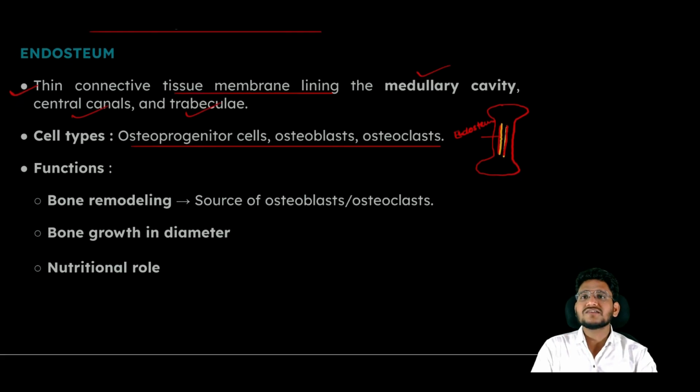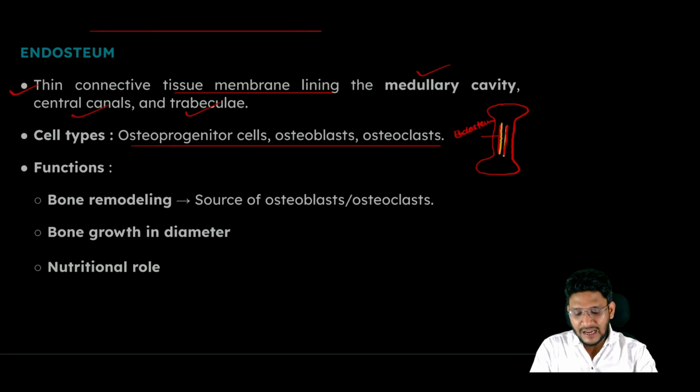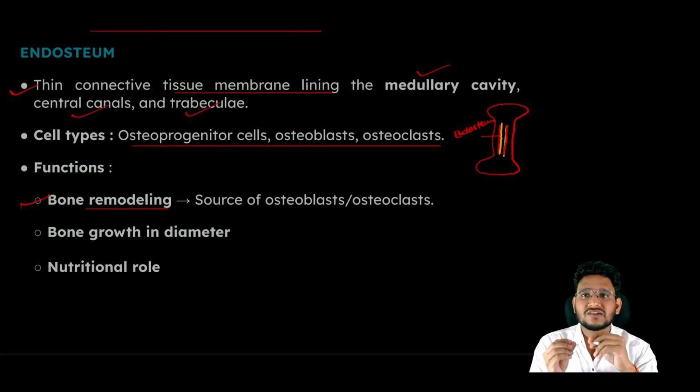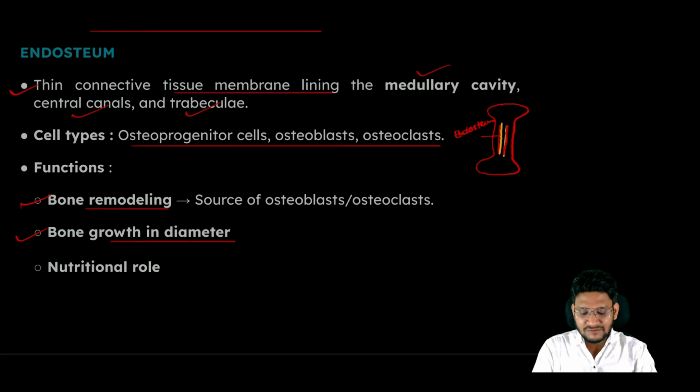If we talk about the functions of the endosteum, it helps in bone remodeling. Remodeling is a continuous process in which old bone tissue is degraded by osteoclast cells, and new bone tissue is formed by osteoblast cells. So the endosteum is responsible for bone remodeling due to the presence of osteoblasts and osteoclasts. This layer also helps in bone growth, especially in diameter.